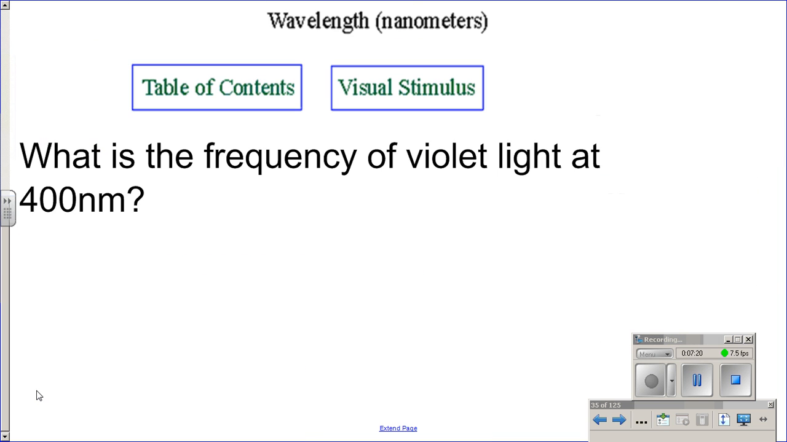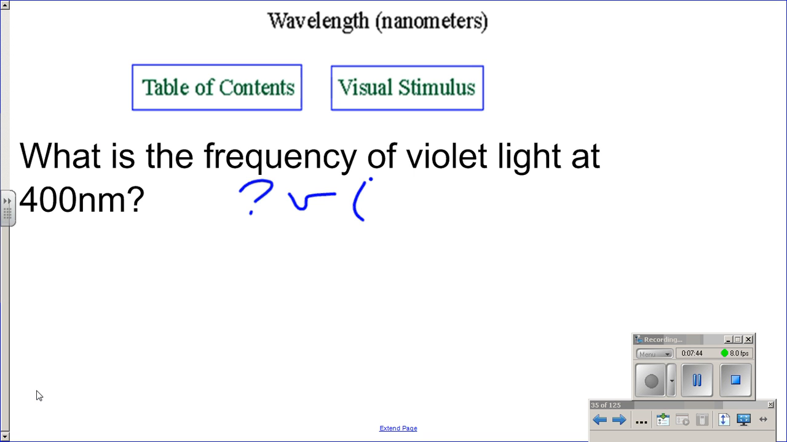Okay, so let's do this first example. This one's not on your paper, so write it down if you need to. I guarantee you'll need to. What is the frequency of violet light at 400 nanometers? Same way I've always done a word problem: I do a word problem by first identifying my unknown. The question is frequency. We need to practice determining what we're looking for and the units we're looking for.